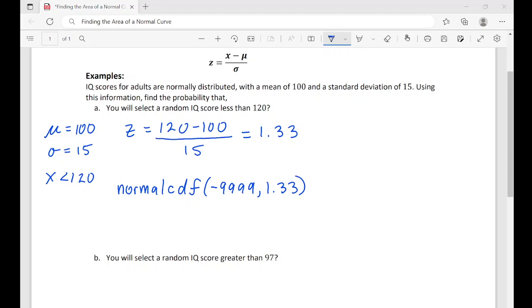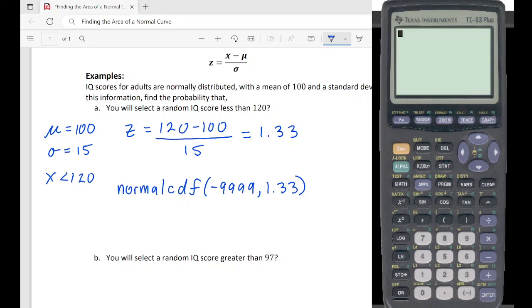Once we have everything set up, we're just going to bring up our calculator and let it do the work for us. So second vars, number 2, we're going to have negative 9999, comma 1.33 as our lower and our upper. And then we just hit enter, and we're going to get 0.9082. So the probability of getting an IQ score less than 120 is 0.9082.